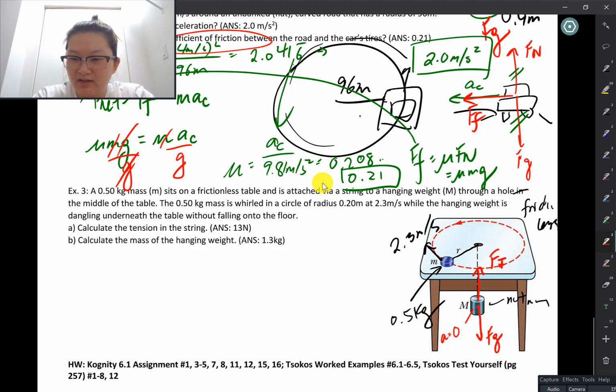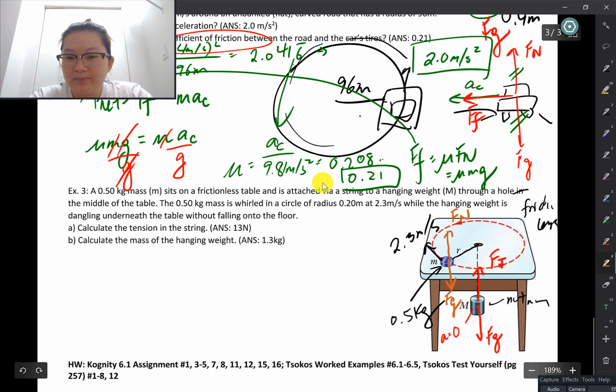The next mass is the small mass, the 0.5 kilo one. The forces acting on this guy: we have the force due to gravity, of course. We have the normal force because this mass is sitting on a table. And we also have this force directed towards the center. It's attached to a string, and that's going to provide some amount of tension force, in which this tension force acting on the small mass is going to be exactly the same tension force acting on this big mass. So that's the connection between these two objects.